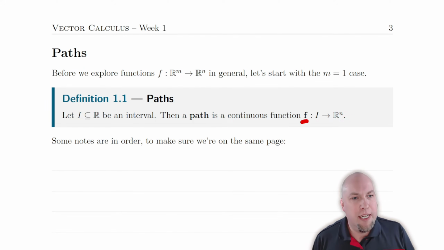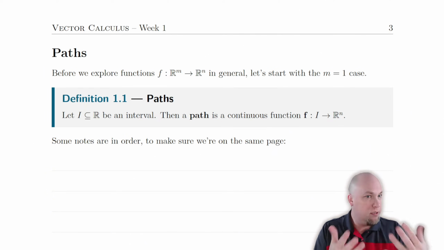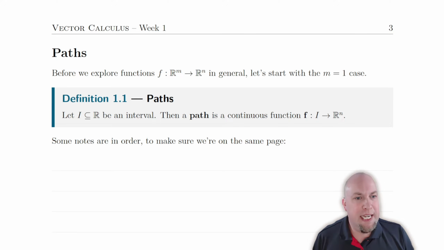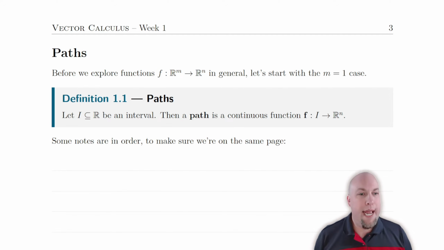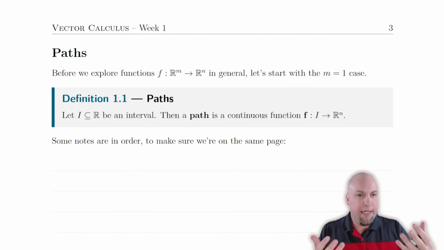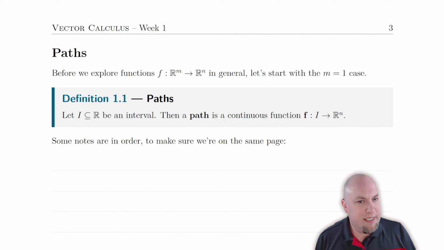We've got a function that's going from some interval, okay? So it's just some interval in the real line, so it's a one-dimensional thing, but it's spitting out vectors, okay? It's spitting out vectors or points in n-dimensional space. And any function of that type, as long as it's continuous, we call it a path, okay?